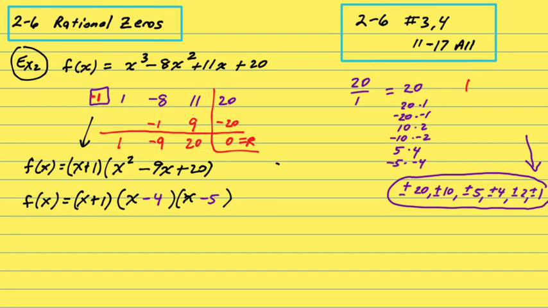So anyway, they want us to find all zeros. So I have to find what makes each of these factors 0. And what would it be? Negative 1, 4, and 5 would be your zeros here. This is example 2 in section 2.6.